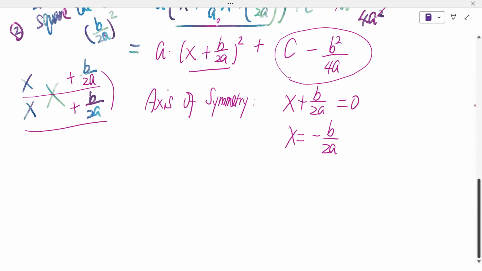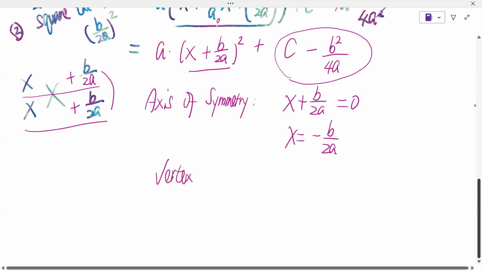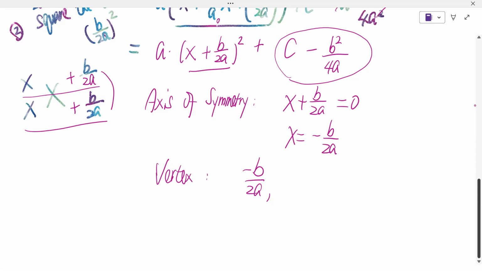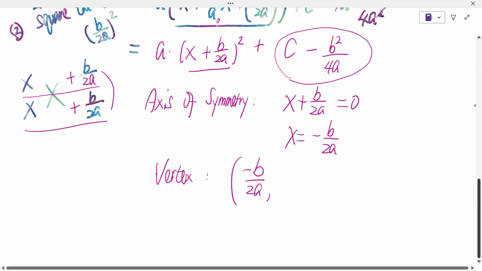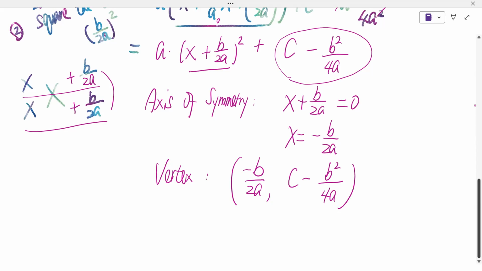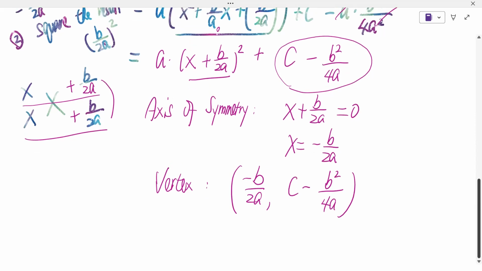So the vertex is going to be at x equals minus b over 2a. You want to make sure this part is 0, so it has no effect on the outside. And then the y value will be c minus b squared over 4a. All right, so this is basically how we generate the axis of symmetry and the vertex from the given function.